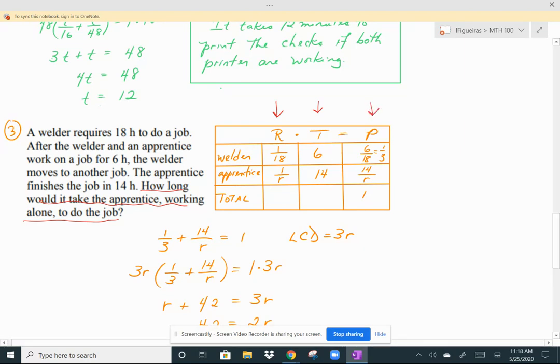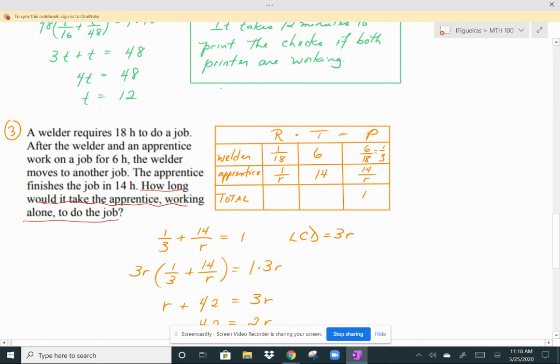Part of the job done is rate times time. So the welder's part of the job done is 6 over 18. But that's a fraction, and if you can simplify, it's easier to work with smaller numbers. 6/18 is the same as a third. In other words, the welder has done a third of the job before he moves on. The apprentice did 14 over r of the job because we don't know what r is. That's what we're trying to figure out.